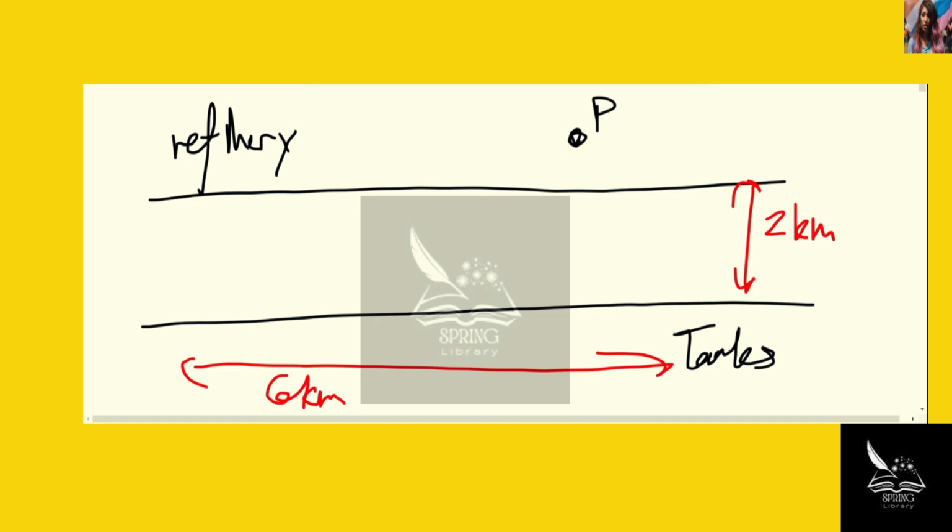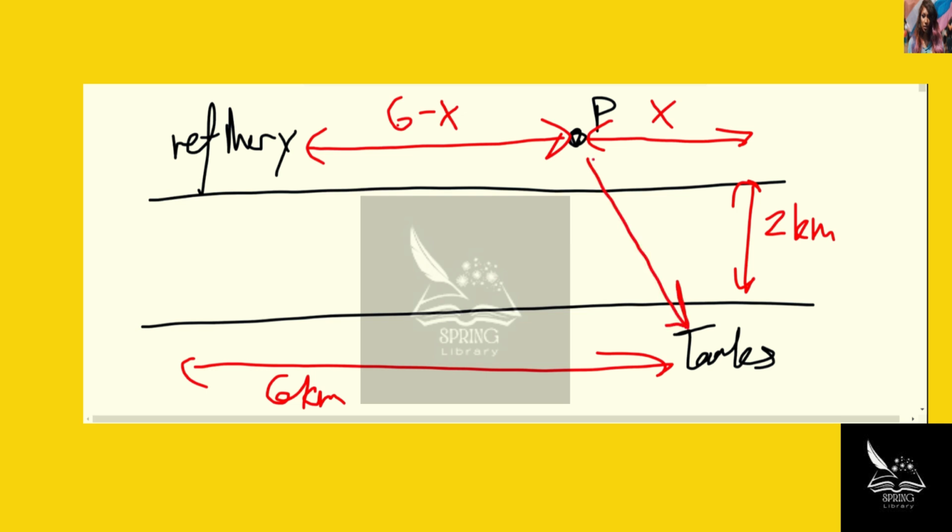And then, once again, we'll just call the distance from P to the point directly across from the tanks, we'll call this distance x. And therefore, this distance from the refinery to P is 6 minus x. And therefore, the distance from P directly to the tanks, by the Pythagorean theorem, is the square root of x squared plus 4 kilometers.